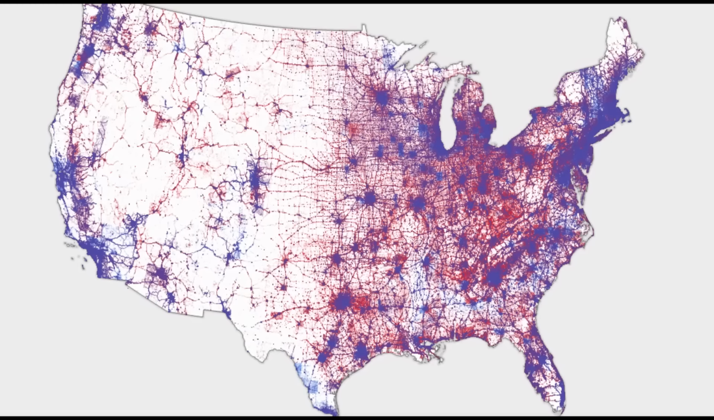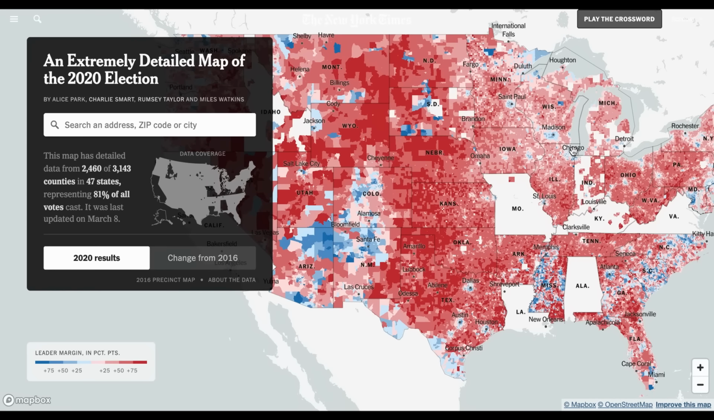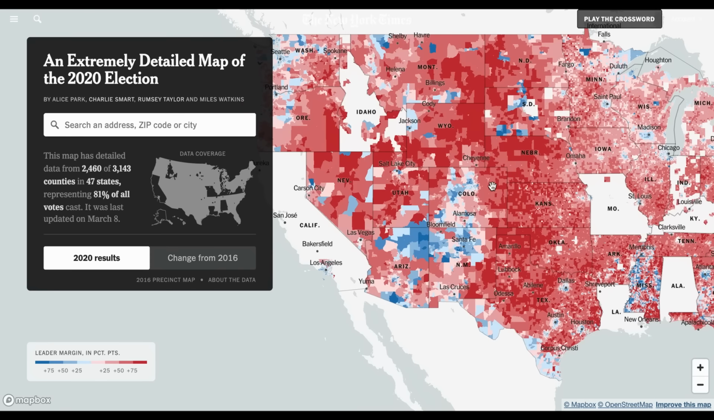In the last maps video, I focused on areas that did not follow the urban-rural divide, and in this one, I'll focus instead on the potential long-term political trends that this map shows. First off, a couple things about this map. One, as of now, it's only 81% complete.